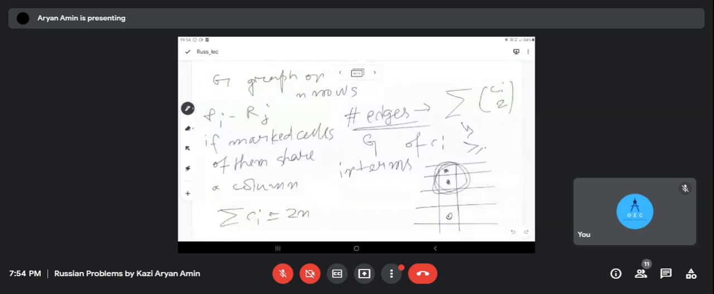So you can estimate this value by Jensen. Basically this thing is at least n times (2n/n choose 2), and that's n, right? So the number of edges of G is at least n. What does that tell you about the graph? You have an n-vertex graph and the number of edges is at least n. What does that tell you about the graph?